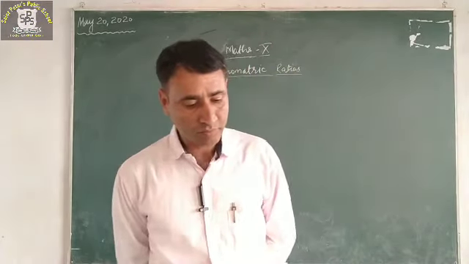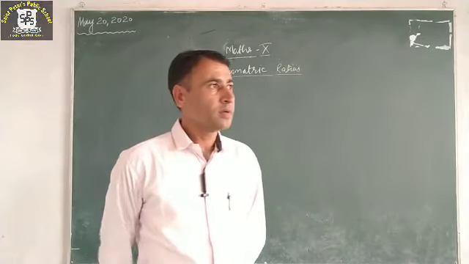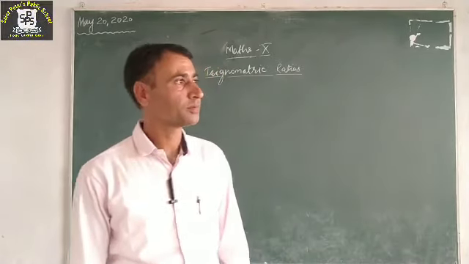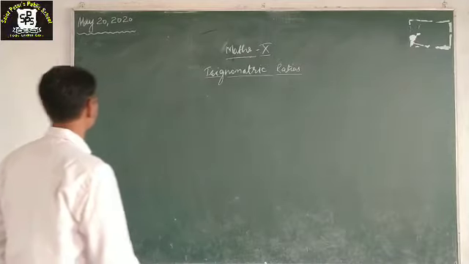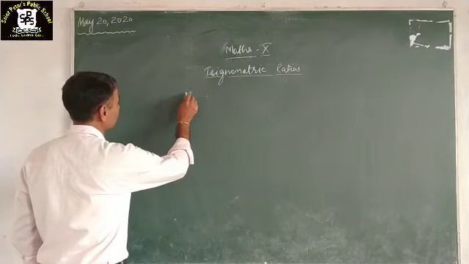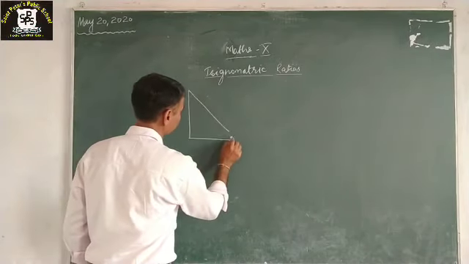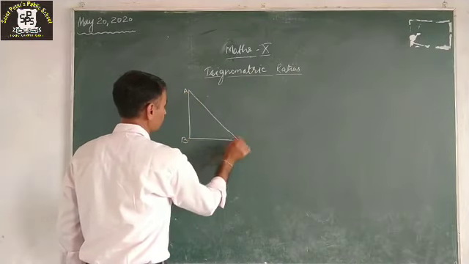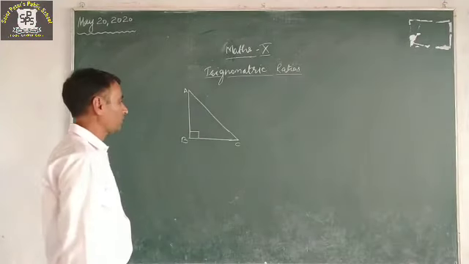In this lecture, we are going to discuss the trigonometric ratios. You have studied trigonometric ratios in the previous class also. Let's recall that now. If you have a right angle triangle named ABC, and B is the right angle.